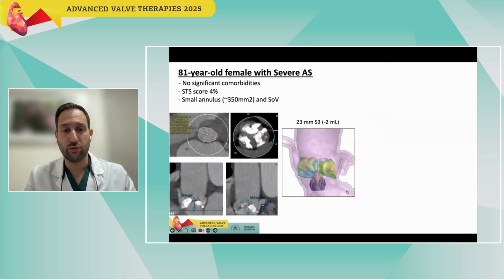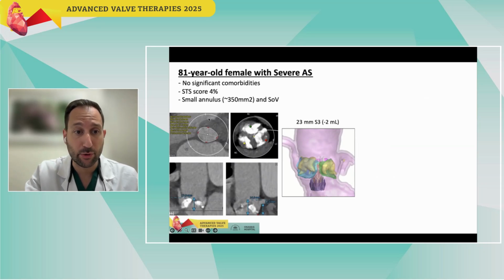So then I'll go to another case of severe AS of an 81-year-old female with an STS score of 4%, no significant comorbidities, small annulus, small sinuses, severely calcified and bulky leaflets, as you can see here. And the coronary measurements were not favorable. The coronary height was 12, but the bulkiness of the leaflet and the degree of calcification was very concerning.